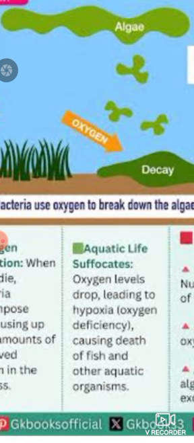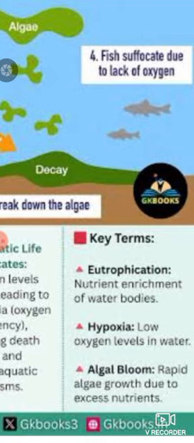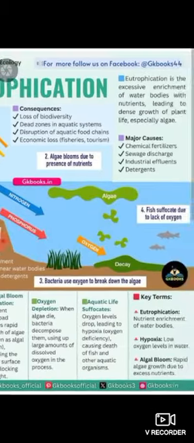Hypoxia means a very low level of oxygen or oxygen deficiency. That's hypoxia. It kills the aquatic organisms. So hypoxia means low oxygen level caused by the bacteria. So that is all.